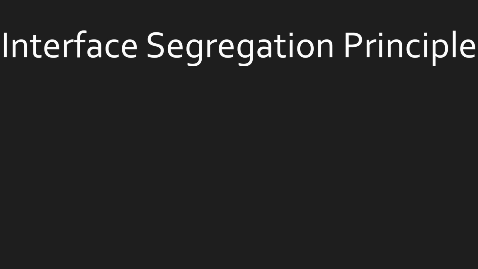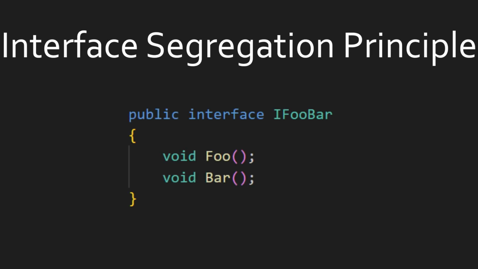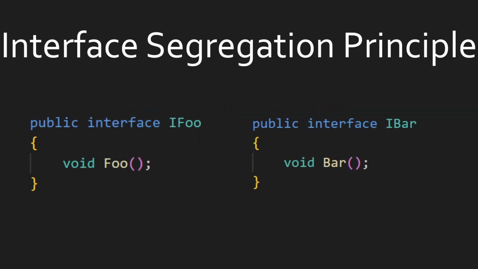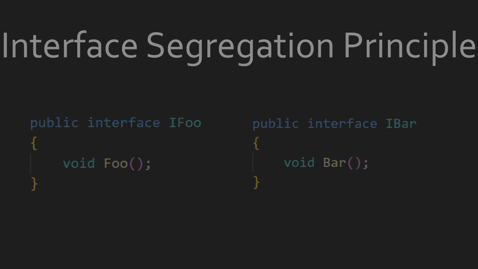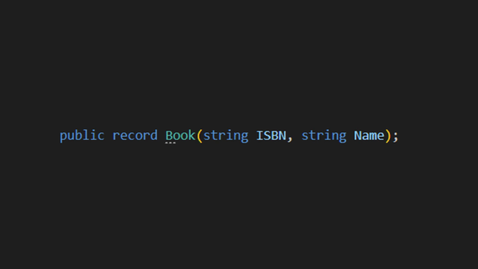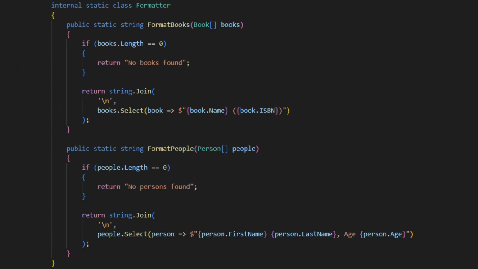Next is the interface segregation principle. This principle is about keeping interfaces logically separate, so that if some code is dependent on an interface, it does not have to be dependent on another logically different interface. Say we want to expand our formatter to support a new concept, books. A book has an ISBN and a name, and we need a formatter to turn it into a displayed string. Let's expand the person formatter to support this.